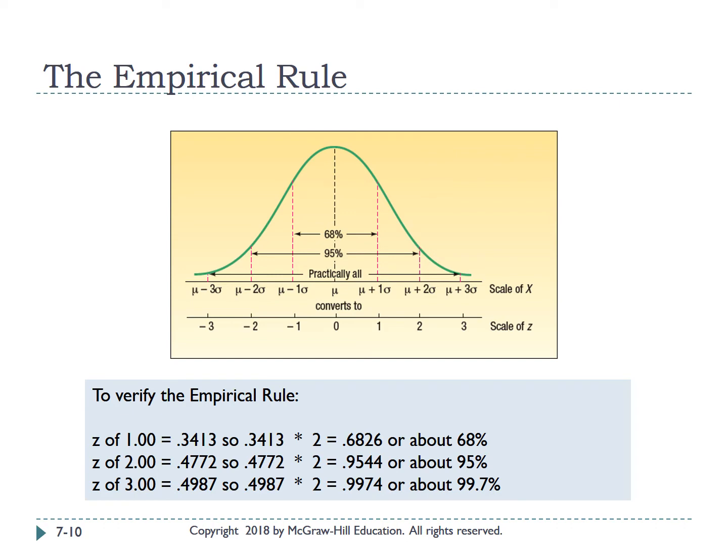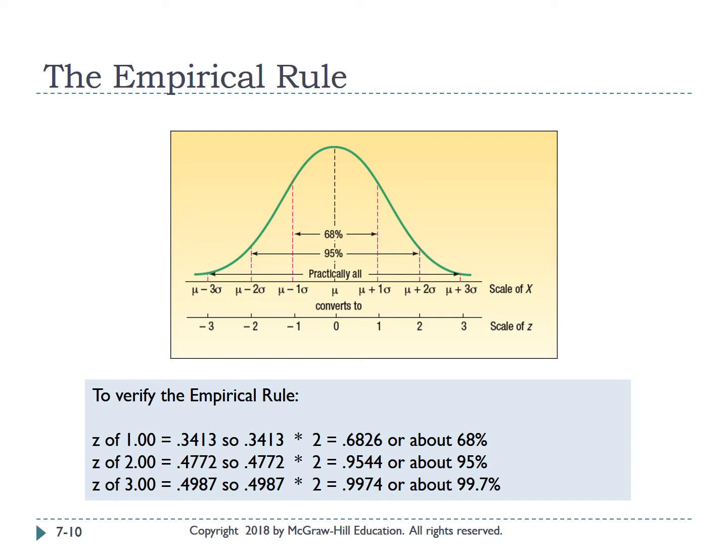The empirical rule. To verify the empirical rule, use the table in Appendix B3 to find a Z of 1. This corresponds to 0.3413. So plus and minus 1 standard deviation is 0.3413 times 2, which is 0.6826. Write the answer as a percentage and round, so it's about 68% of the observations.